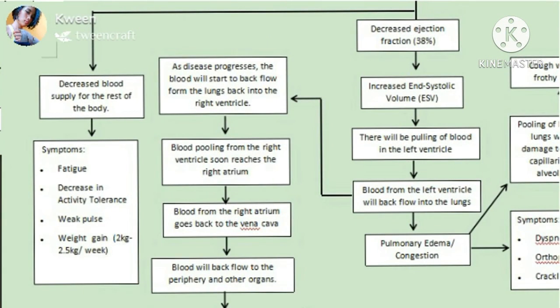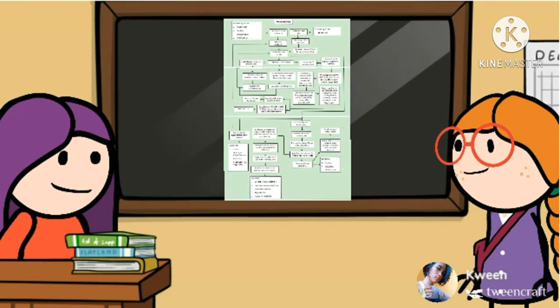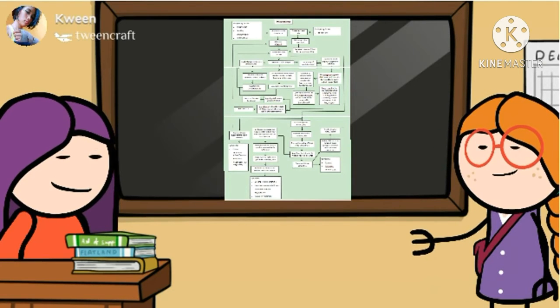Also, because of the decrease in cardiac output, it will also cause a decrease in blood supply for the rest of the body. And symptoms like fatigue, decreased activity tolerance, weak pulse, and weight gain can also be observed, in the case of the patient having 2 kg to 2.5 kg weight gain per week. That is the pathophysiology of congestive heart failure.